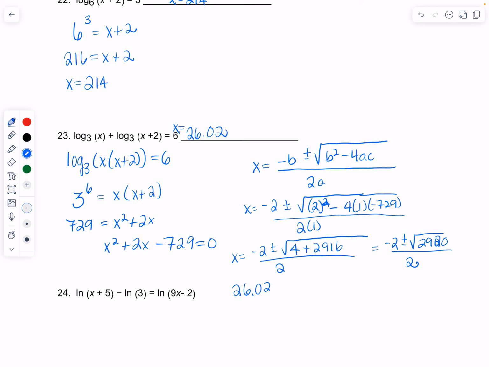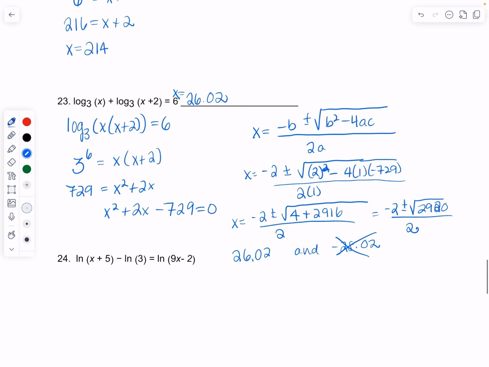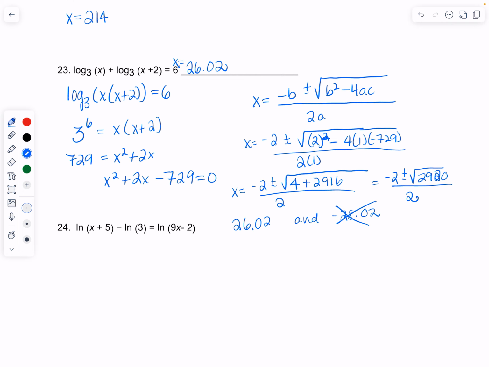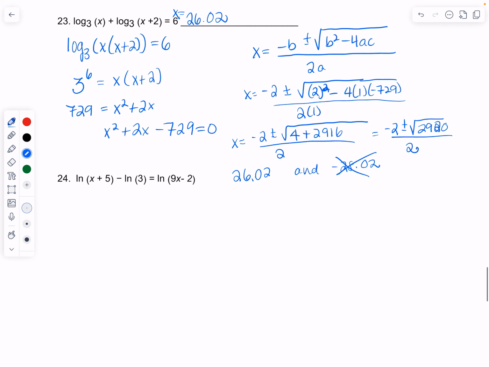The other answer: I'm going to plug in again parentheses, negative 2 minus the square root of 2,920, close the parentheses, and divide that all by 2. And for this one, I get negative 28.02. Now the negative answer doesn't make sense, so I'm not going to include it because we're talking about logs. So I only have one answer, which is 26.02. Okay, let's look at 24.